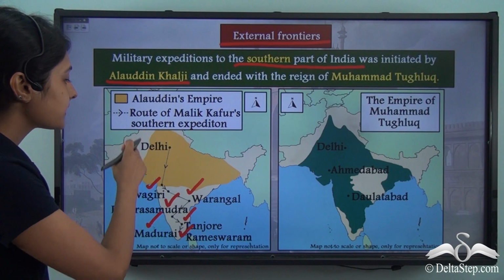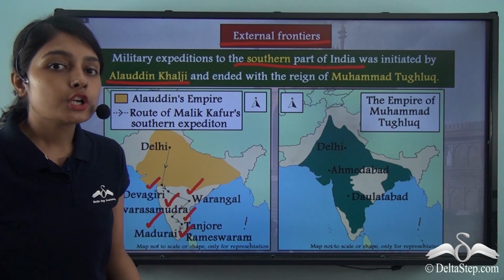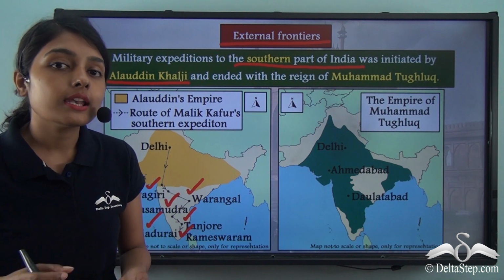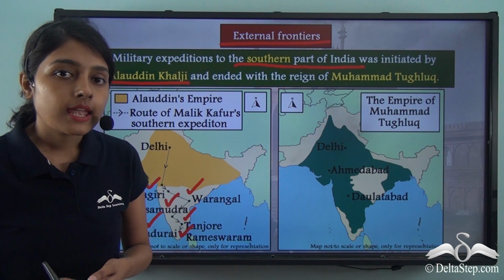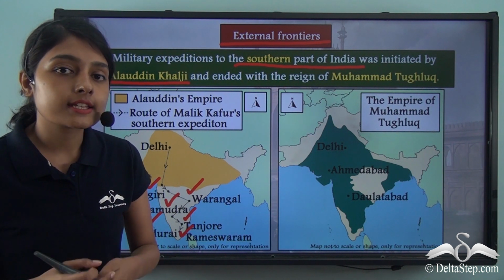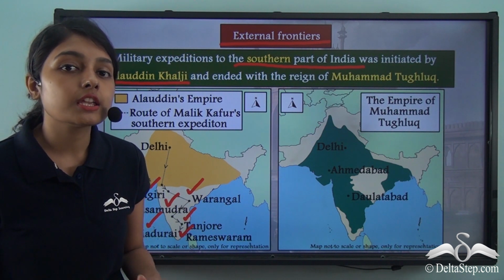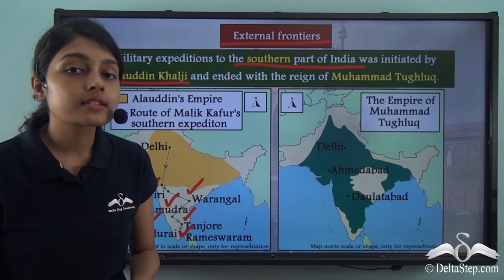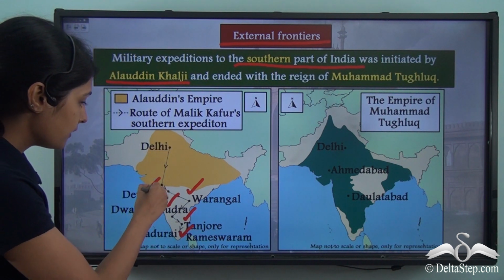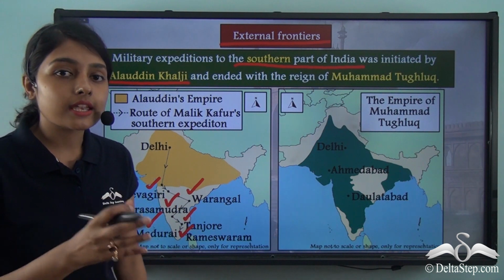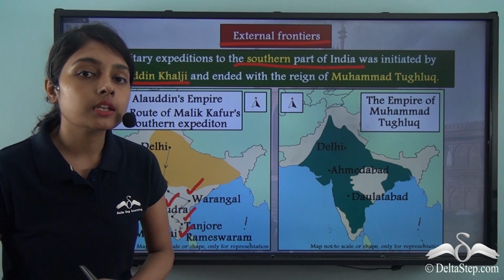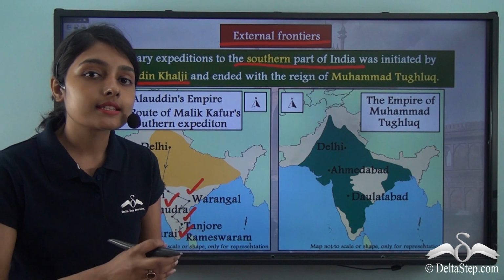The area that is marked in yellow in this map shows you the extent of Alauddin Khalji's empire. And on account of the Deccan Expedition, through which he went to conquer the southern part of India, we can see that all these areas were now being brought under the control of the Delhi Sultanate.